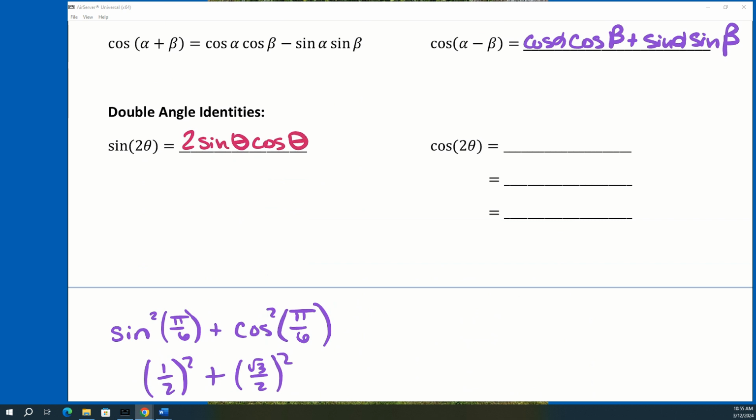All right, so I want you guys to actually do this, to take the cosine of 2 angles added and figure out what the cosine of 2 theta is by making both of those angles theta and figuring it out.